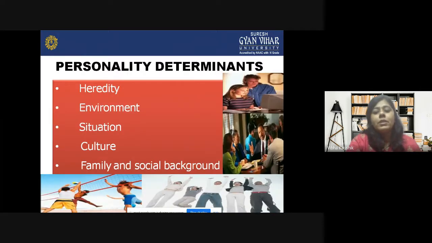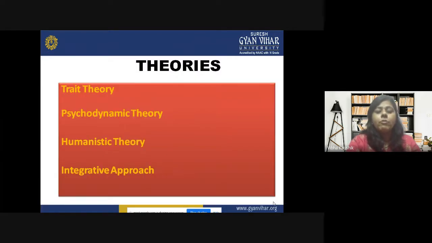Personality is determined by heredity, environment, situation, culture, family, and social background. All these are the determinants that affect personality. Now, the theories of personality: trait theory, psychodynamic theory, humanistic theory, and the integrative approach.